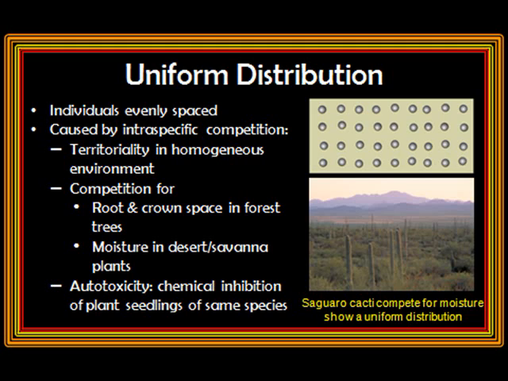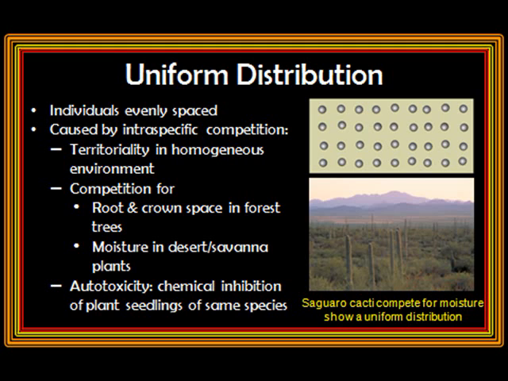Uniform distributions are often caused by either competition or by territoriality. Territoriality will cause organisms to spread themselves out. Competition will cause organisms to spread themselves out as well for a different reason, because if they try to grow in too close proximity to each other, the organisms will be competing for the same resources. There's a chance that one or both of the organisms will die. So, places where there's common competition, in forests, there's competition for root space and crown space so that you can get enough light. And in deserts and savannas, there's competition for moisture. That's going to prevent organisms from growing too closely together.